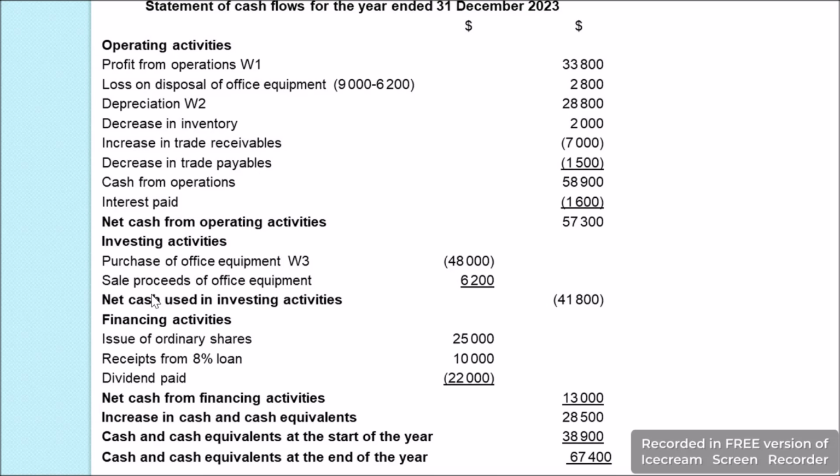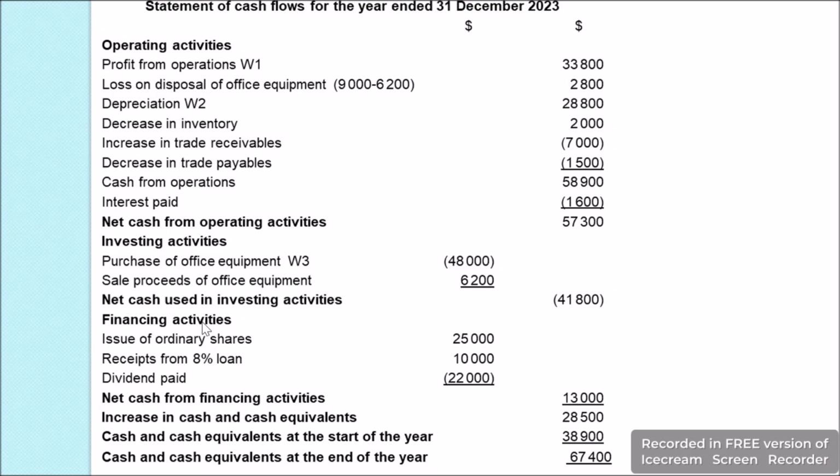Then the sales proceed of office equipment, the value which was given was $6,200, and this leads to cash inflow. Hence we are going to add it. So from 48,000, which is negative, we add 6,200, we will get negative $41,800 as net cash used in investing activities.